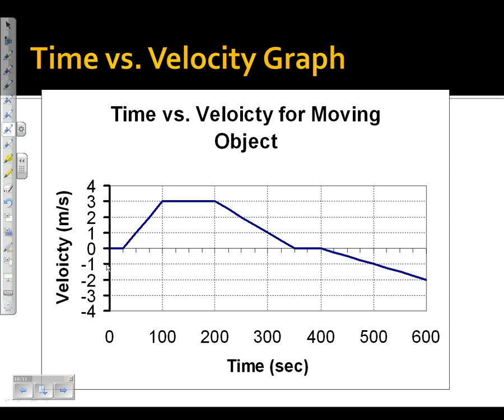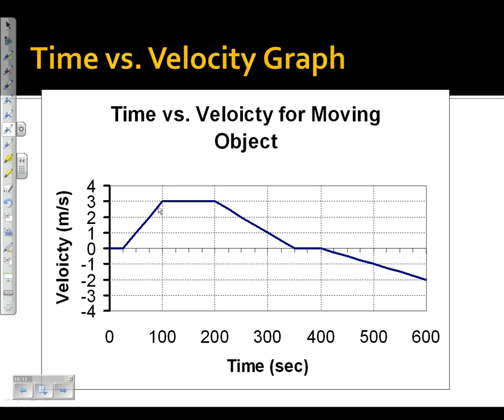Here's how I would do it. Starting off, this object is standing still. How do I know? Velocity is 0 at the beginning part of time. Then there is a constant positive acceleration, or a uniform positive acceleration. The velocity of this object is increasing, increasing, increasing in the positive direction, making some connections back to the relationship between velocity and acceleration.